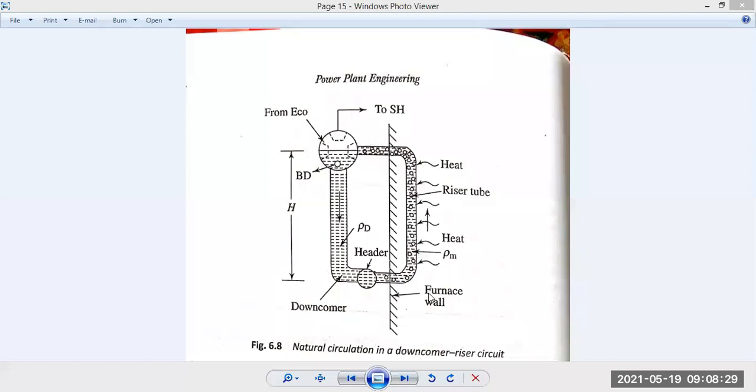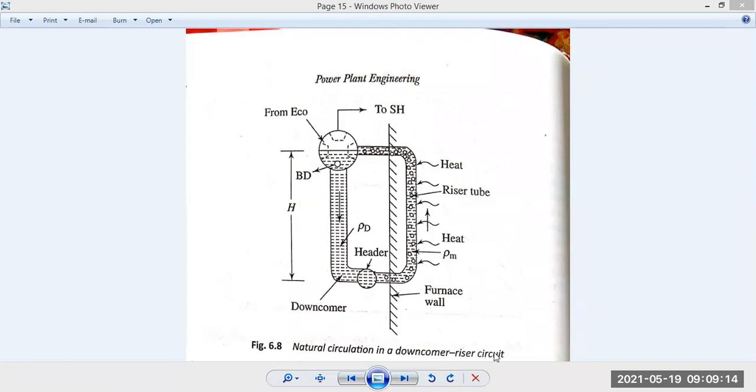The riser tube is inside a furnace wall. It is shown here that this is the furnace wall, which means this portion of the pipe goes inside the furnace wall. There it is heated by the fumes of the furnace and converted into vapor. And by the pressure of the heavier liquid water, this vapor goes up and enters the boiler drum. From there the vapor goes to the superheater, and the liquid portion starts pushing the next amount of vapor through the riser.